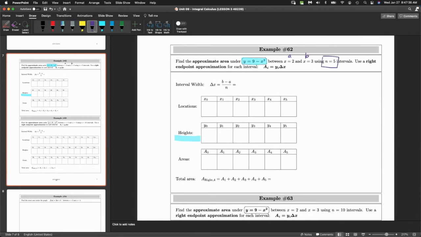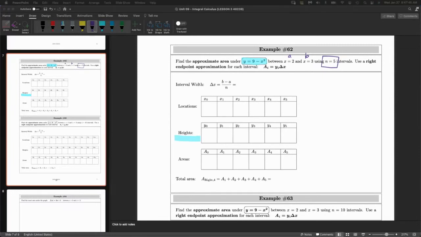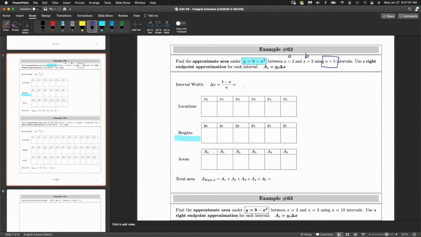There's 5 intervals, okay? So what's delta x? Anybody in the chat, let me know what delta x is. That's correct, 0.2 is correct. Sorry, just fixing something here. So let's do that calculation. We have 3 minus 2 divided by 5 is equal to 0.2.